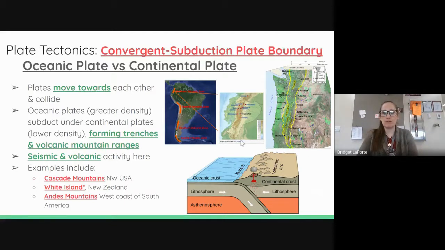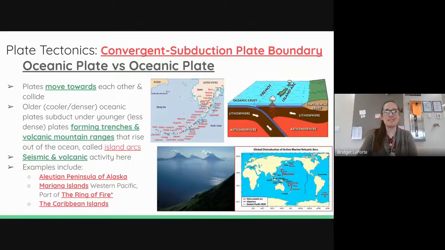And if you are familiar with any of these places around the world, you can see the high number of volcanoes near those types of boundaries. So that's our first convergent subduction. The next is we could have two oceanic plates come in and collide and go against each other.